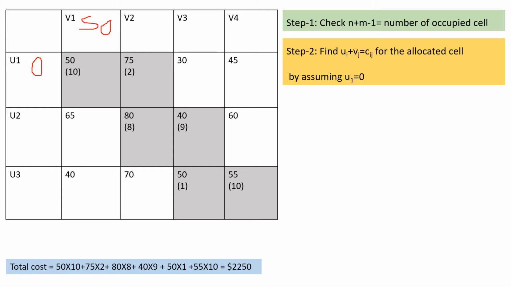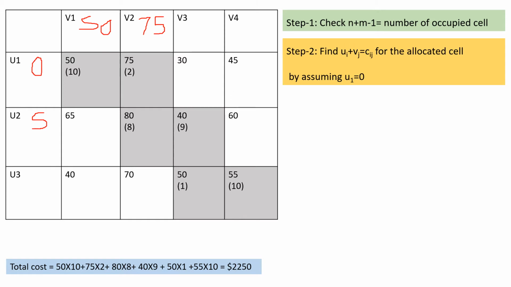Next, let's find V2. U1 plus V2 equals 75, so V2 equals 75. Now let's find U2, because we are not calculating for the non-allocated cells. U2 plus 75 equals 80, so U2 becomes 5.